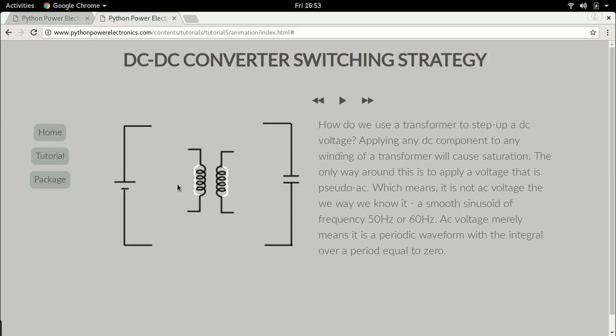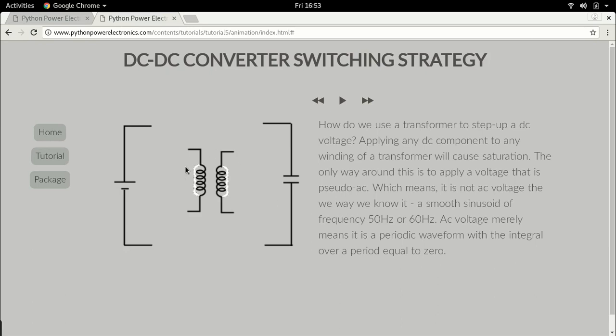When we look at AC voltage, what we know is a sinusoidal voltage of 50 to 60 hertz. That's what I said, a smooth sinusoid of 50 to 60 hertz. That's our AC voltage, which appears at the power point in our houses and our offices. Now, that's not all that's there in AC.